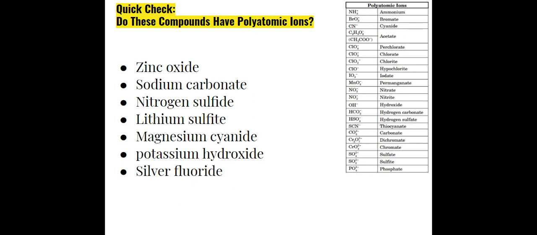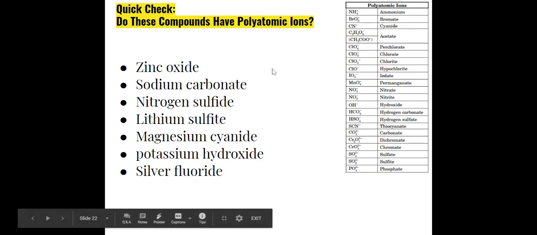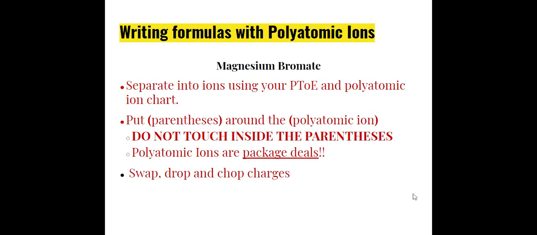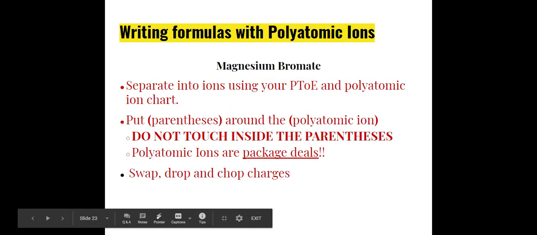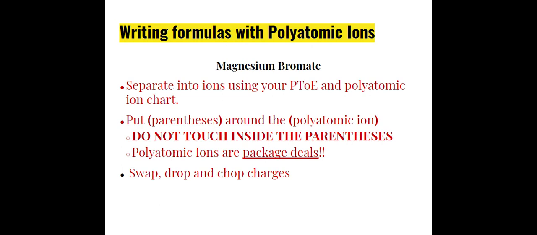So we can see how easy and quick it is to get through figuring out whether or not there's a polyatomic ion in a compound. Okay? So how do you write formulas with polyatomic ions? It is the exact same as how you write formulas without them. You separate into their ions using your periodic table of elements and the polyatomic ion chart. You put parentheses around the polyatomic ion. Don't touch the inside of the parentheses because polyatomic ions are a package deal. And then you just swap, drop, and chop the charges as normal.